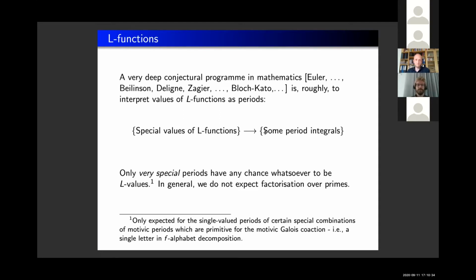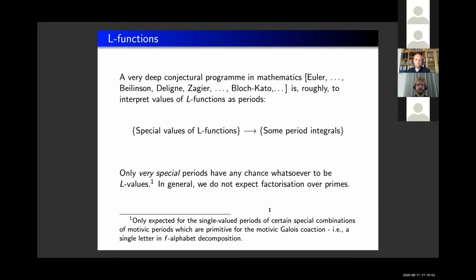Clearly, if we take two numbers with infinite products and we were to, say, add them together, that's going to destroy the infinite product structure completely. So that's something we're going to have to give up. And only very special periods have any chance to be L values. So I've put a little footnote here.